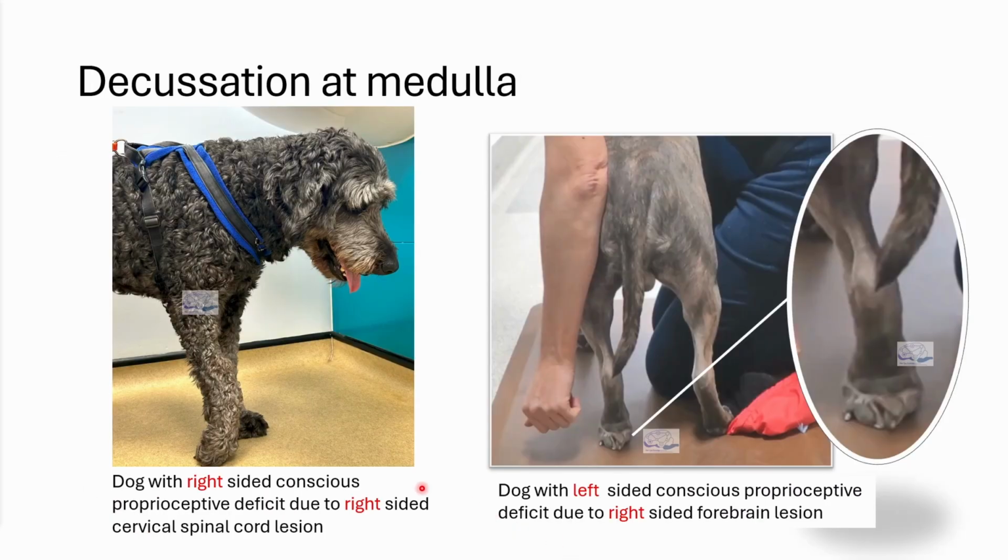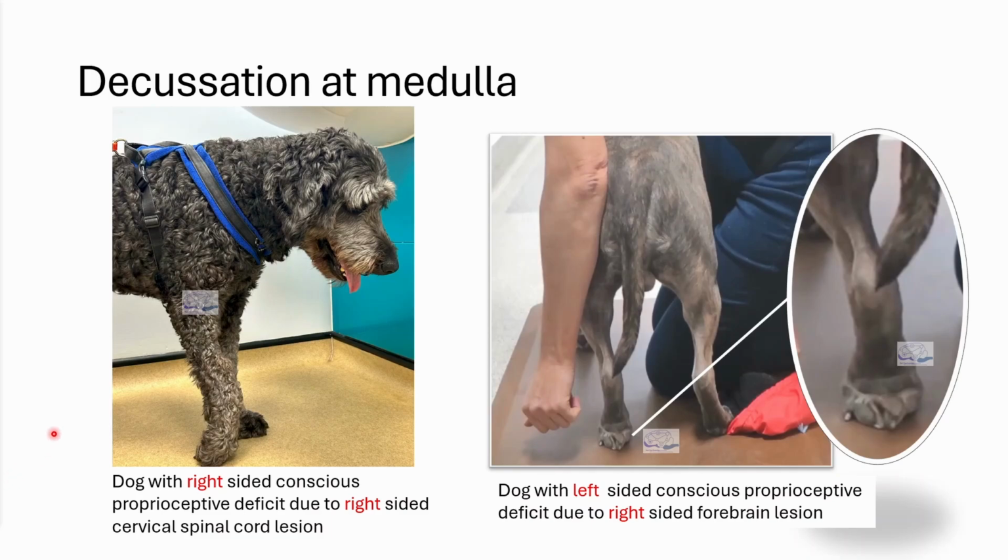It decussates at the medulla, so below the level of the medulla, the deficits will be ipsilateral to the lesion. So this is a dog with a right-sided conscious proprioceptive deficit. You can see the knuckling here due to a right-sided cervical spinal cord lesion. By contrast, this dog has a right-sided forebrain lesion, but it has a left-sided conscious proprioceptive deficit.